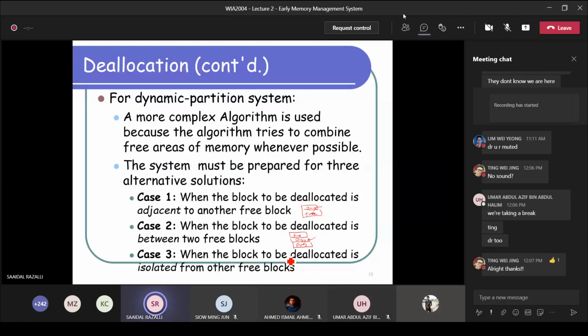And case 3, when the block to be de-allocated is isolated from other free blocks. Meaning it's all busy. It's not adjacent to any free block or located between 2 free blocks.